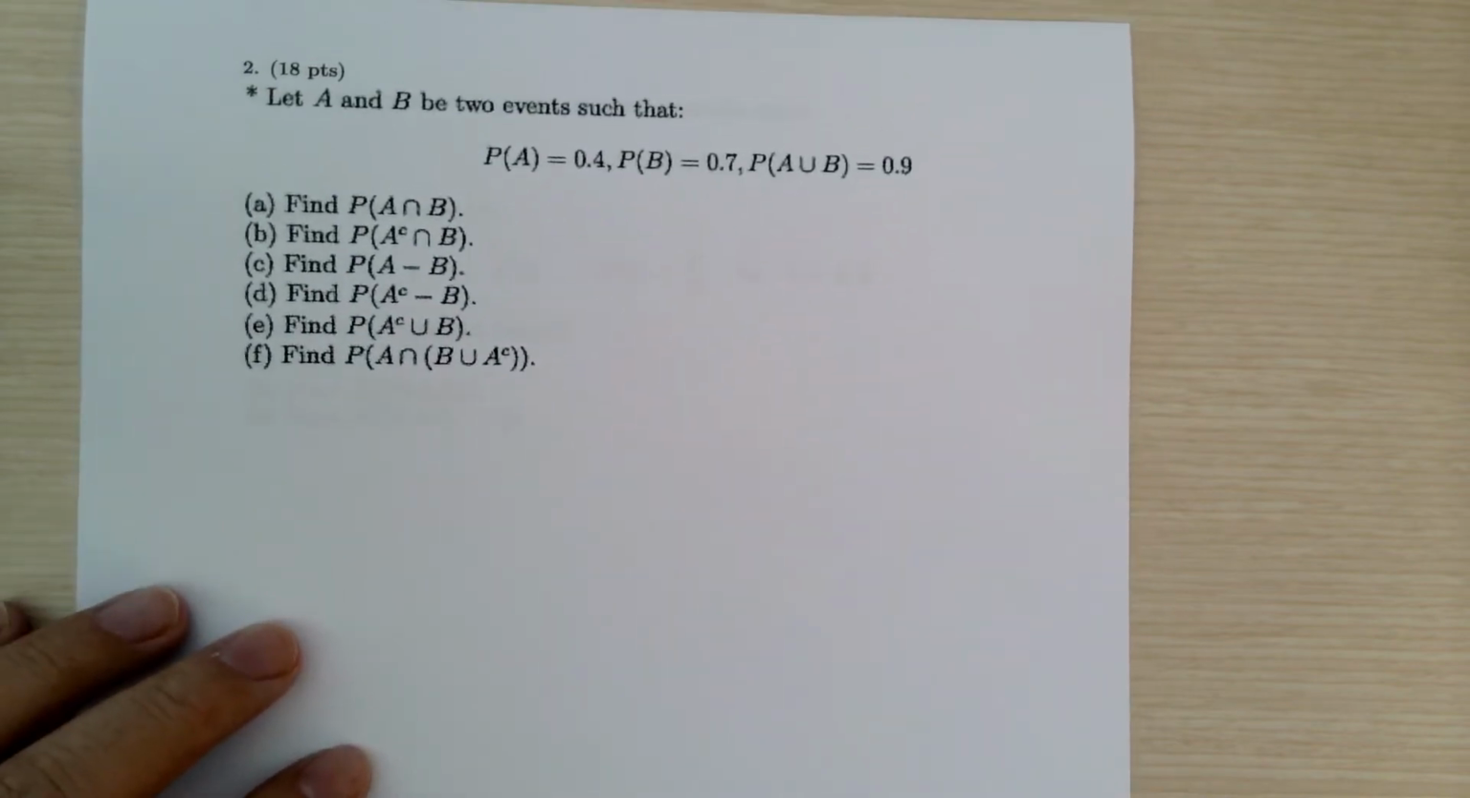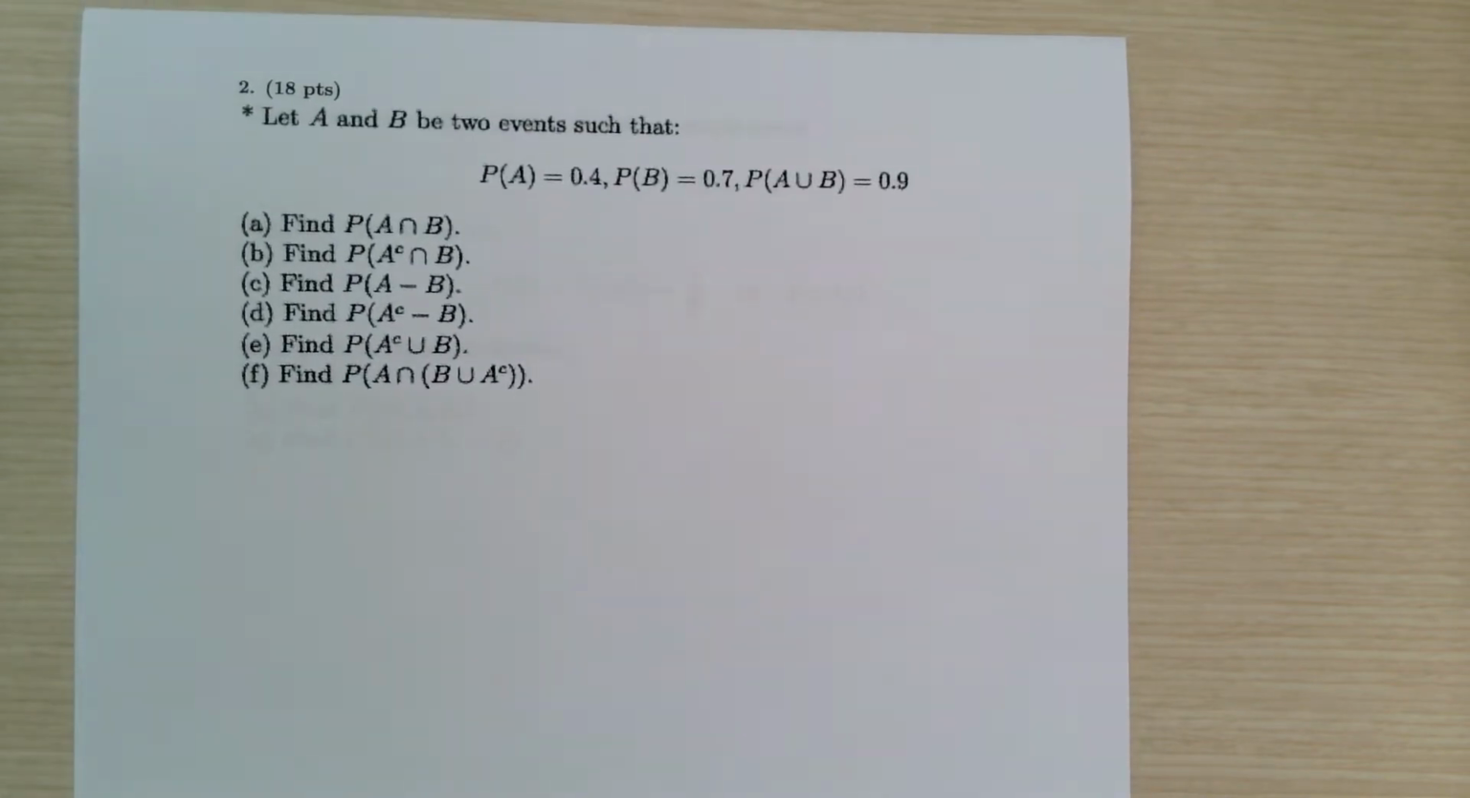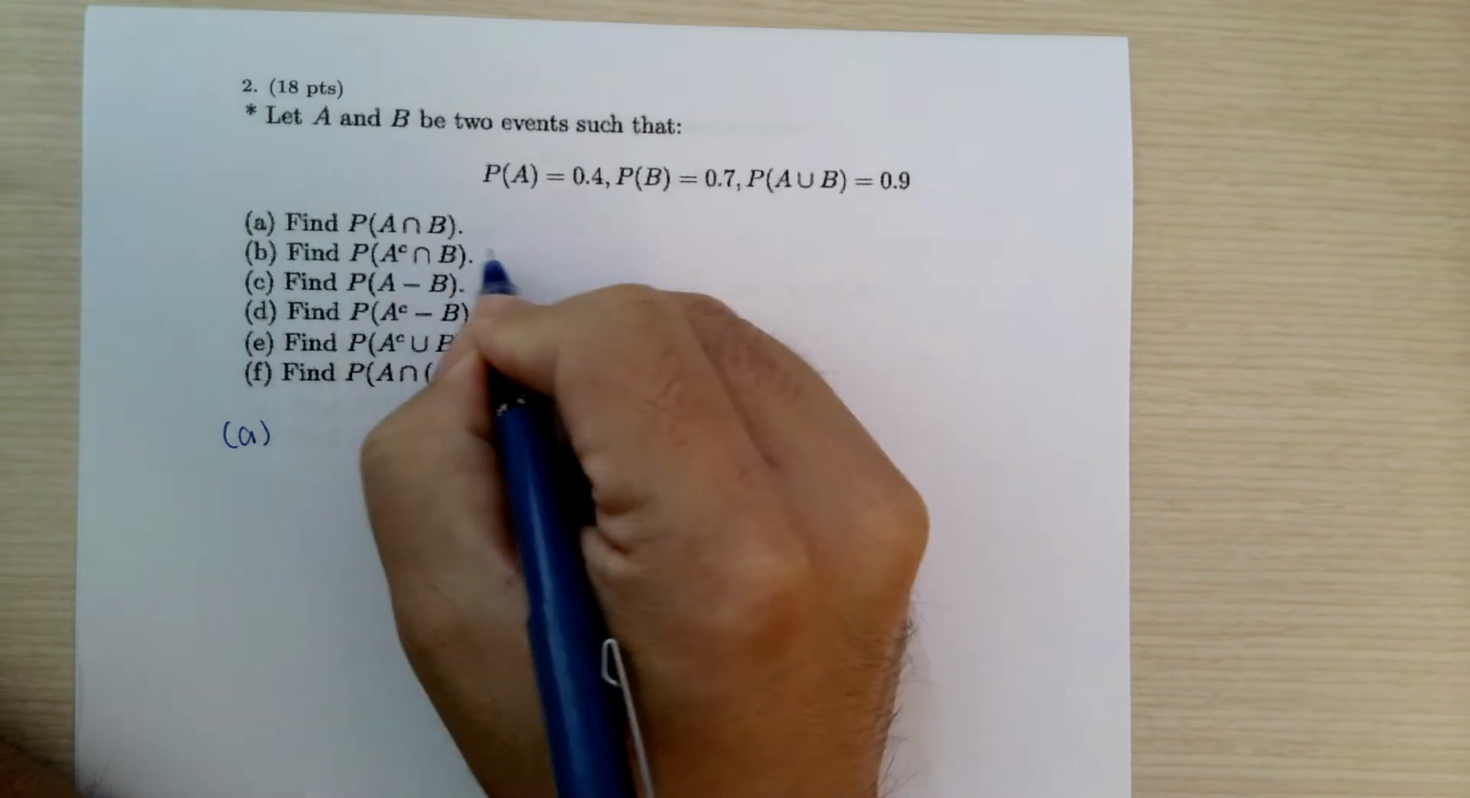So now let's look at another question here. This question says, let A and B be two events such that P(A) equals 0.4, P(B) equals 0.7, and on top of that, P(A union B) equals 0.9. The first part asks us to find P of A intersect B.